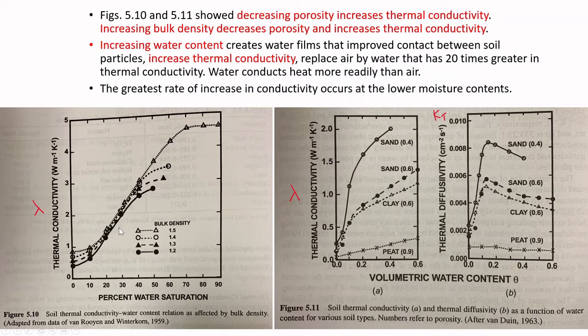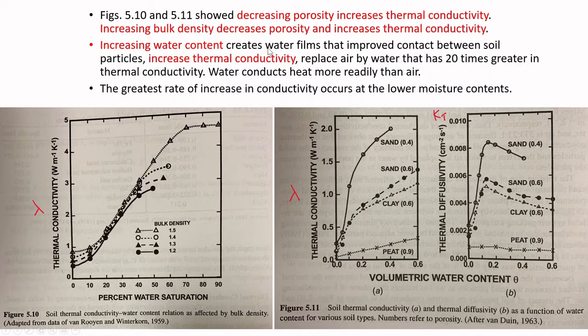At almost equal water saturation, if you increase the bulk density, like this open triangle has a higher bulk density compared with the filled circle. At a higher bulk density, you get a higher thermal conductivity. Higher bulk density also decreases the porosity, so that's why decreasing the porosity increases the thermal conductivity. And secondly, increasing water content creates water films that improve contact between soil particles. So we see the water content increase, the thermal conductivity increases.